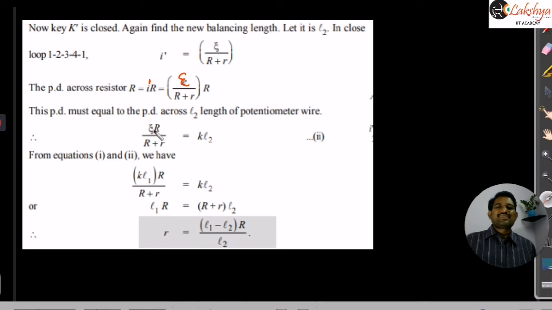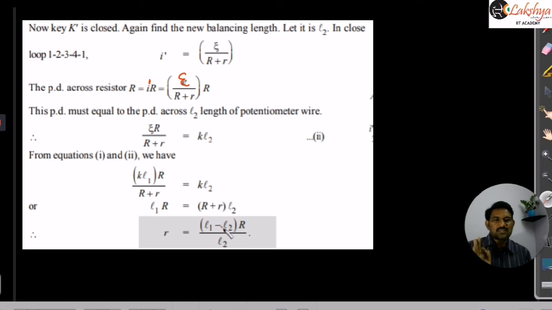Then this E value we can substitute as KL1. Replacing E with KL1, the K value will be cancelled, and from this you can simplify to get r is equal to R into L1 minus L2 by L2. So this is the expression for the internal resistance. By using this expression we can calculate the internal resistance of the given cell. So we need to find these L1 and L2 values to find the internal resistance.